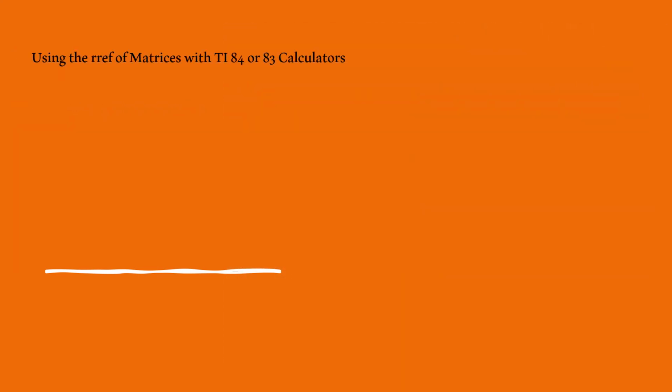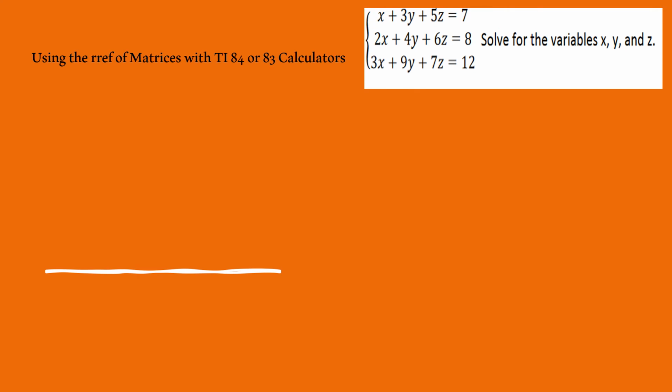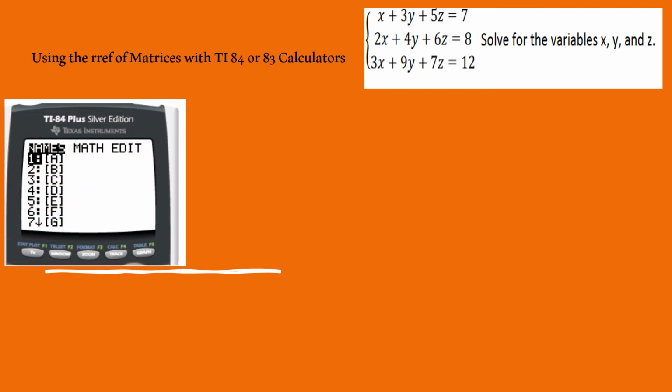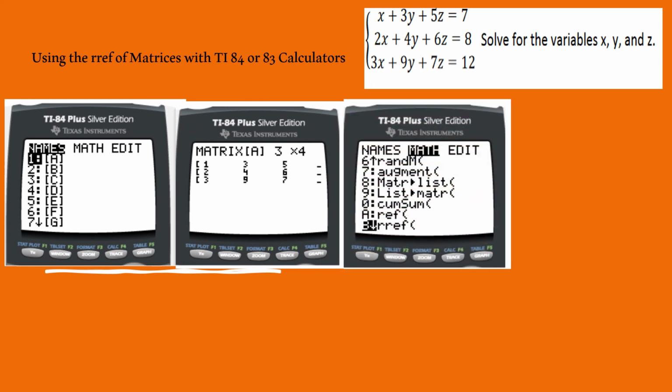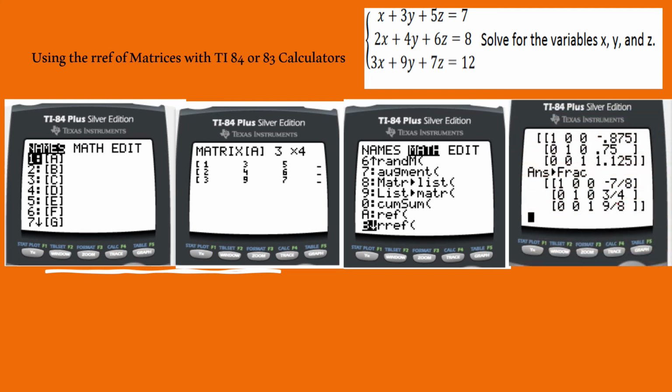For example, if I'm using my TI 83 or 84 for this 3 by 3 system, I need an augmented matrix with the coefficients and the constants. So we have to select, edit the matrix. The 3 by 4 matrix has to be entered in my calculator, and then select your matrix math. In that, find the reduced row echelon form. Get the reduced row echelon form of the matrix.